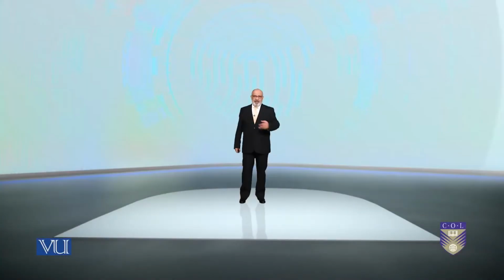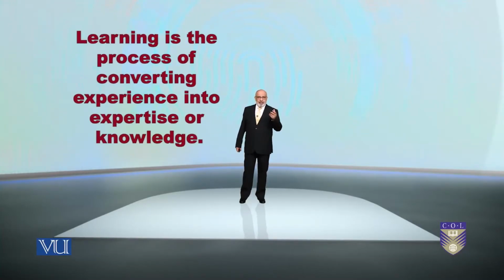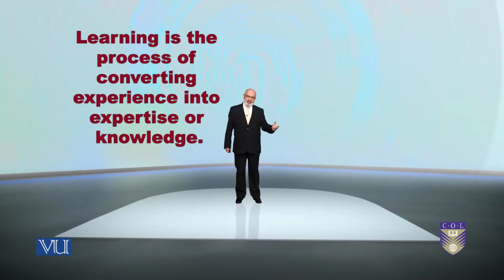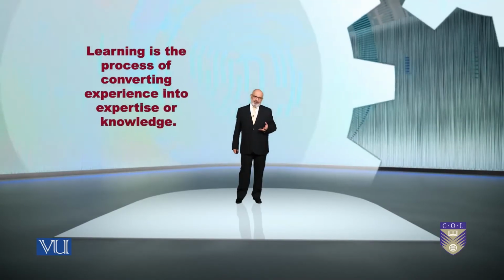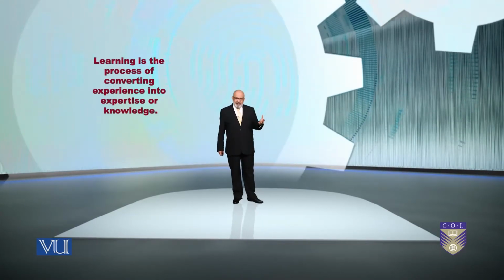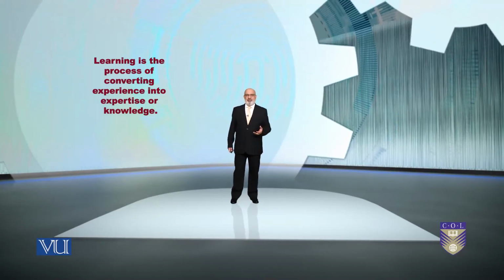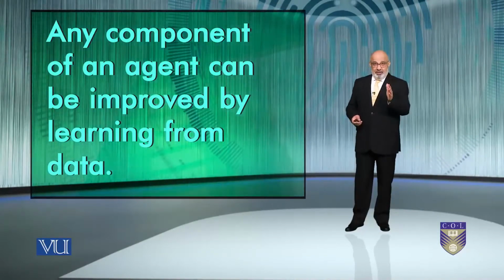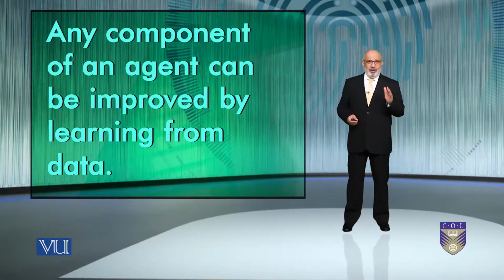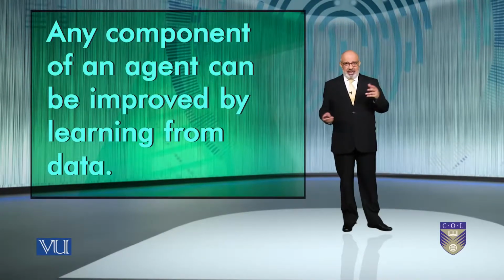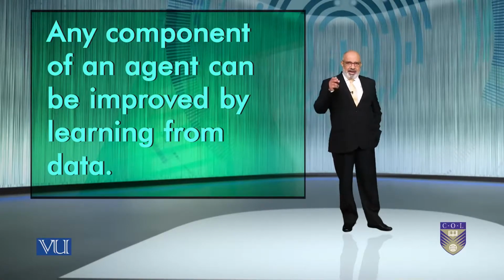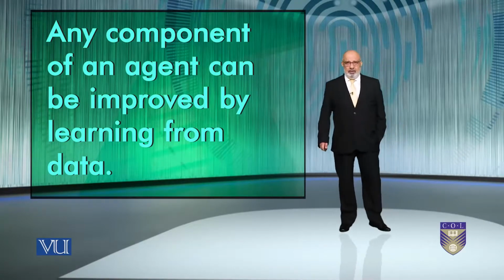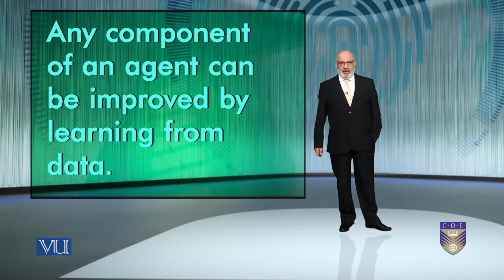Now, learning, we've seen some basics previously. Learning is a process of converting experience into expertise or knowledge. That's a very interesting statement. Converting experience into expertise or knowledge. Forms of learning: any component of an agent. Remember, I said this before. I'm going to talk more about the word agent rather than human beings. So, any component of an agent can be improved by learning from data. Straight and simple. And we'll see how it happens.